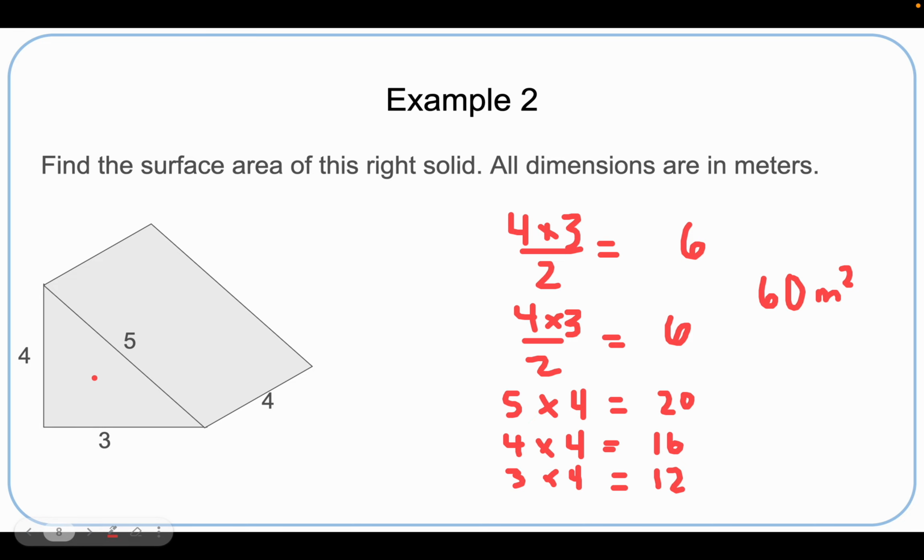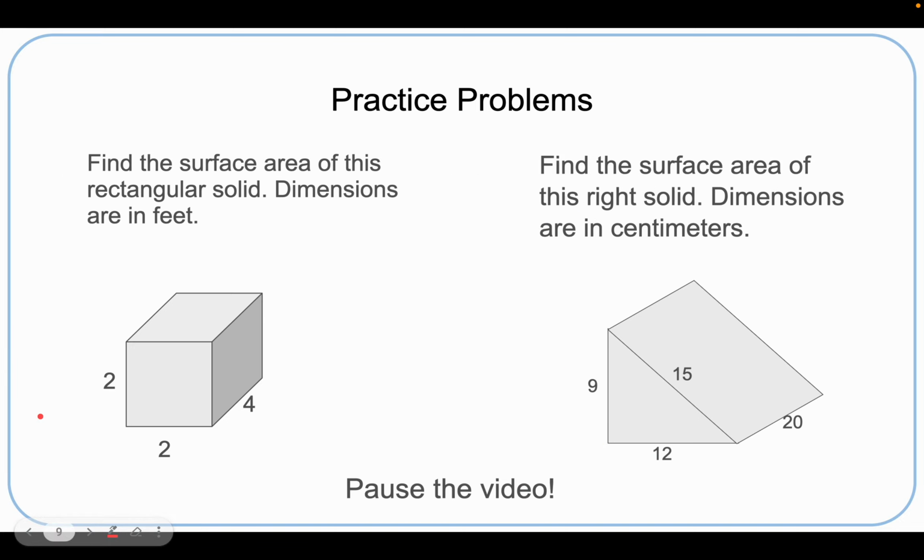And the real trick with these is just recognizing, being able to visualize what sides you have that you can't see, being able to visualize that and recognize what the dimensions are for each of those hidden sides. So here we have your 2 practice problems. Go ahead and pause the video and work these out on your own to find the surface area of each of these right solids, and then press start when you're ready to check your answers.